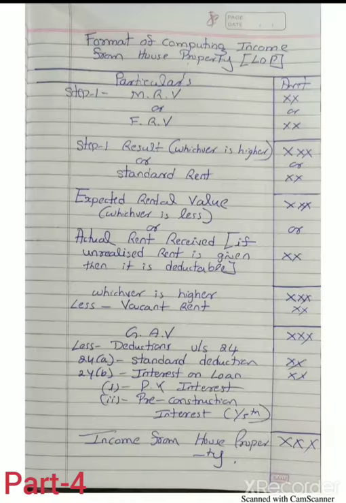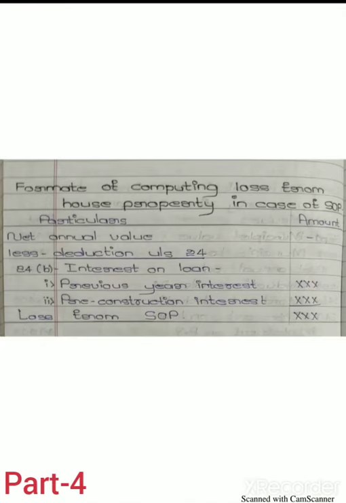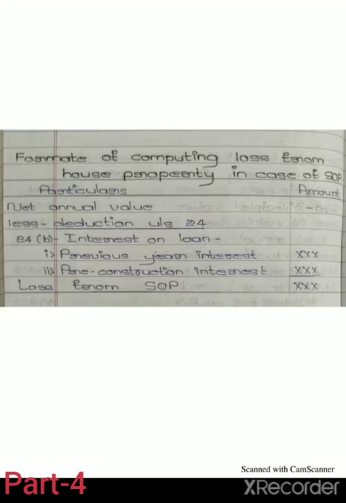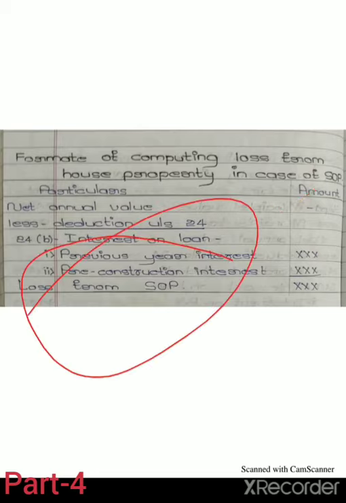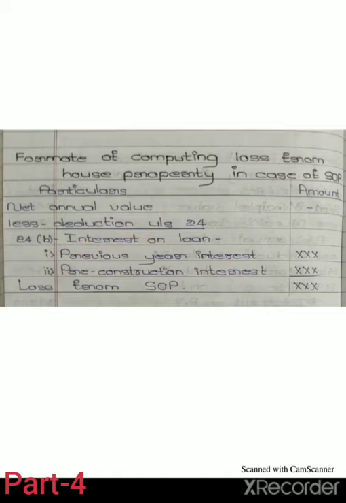Even though, the SOP format is also a very important one. So this is the format of computing loss from house property in case of SOP. In case of SOP, net annual value is always nil. Less deduction under section 24. Since it is always nil, 24A standard deduction is not applicable. So 24B interest on loan is applicable. The final result is income or loss from SOP.